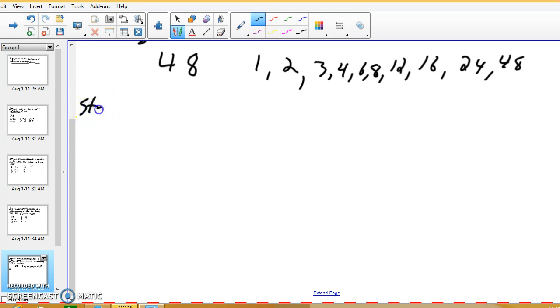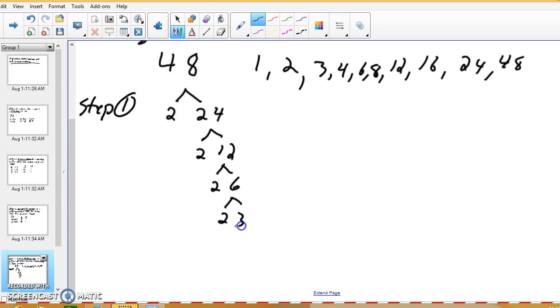So step 1, choose one of the numbers to break it down by. I'm going to break it down by 2. So what are the factors that make 48 with 2? Well, it's 2 and 24. So that is the first step. Step 2, repeat until you've broken everything down into prime numbers. And you see, from each branch, I stop when I hit a prime number, which 2 and 3 are prime numbers.